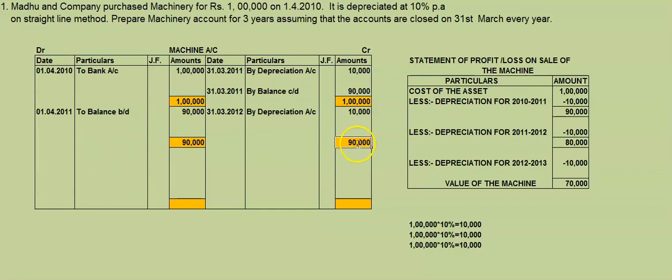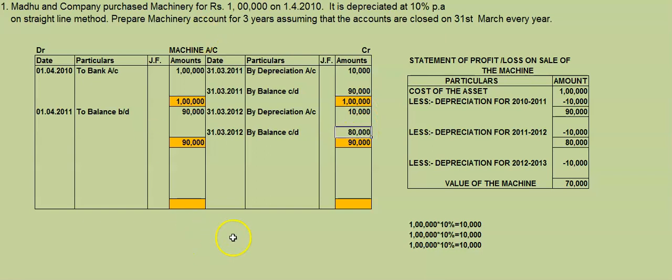Now what is the next step? We will get 31st March 2012. What you have to take here? By balance, carried down or brought down? Carried down. So this is the important point here. Now how much balance will we get here? You have to check in the working notes. 1 lakh minus 10,000 we got 90. 90 minus 10, how much will we get here?